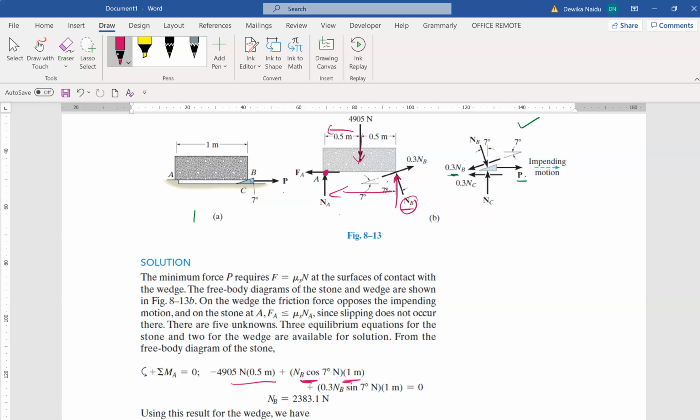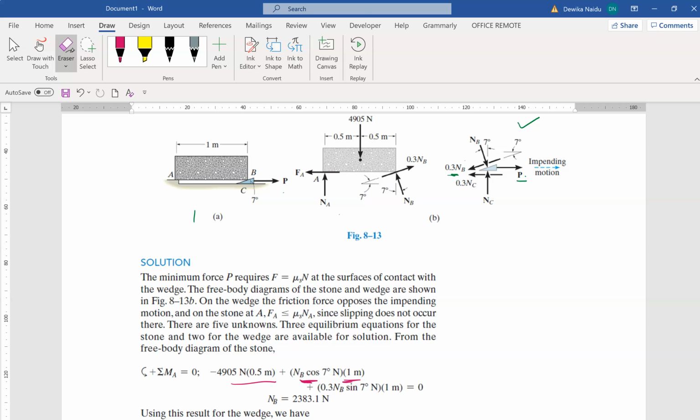And then we have the sine. Just now was cos, now we have the sine. If it's the sine, this component will be pointing along the same straight line, so the distance is 0. So NB sine 7 with a distance of 0 is equivalent to not writing it. Observe that, so we don't have to write that term.